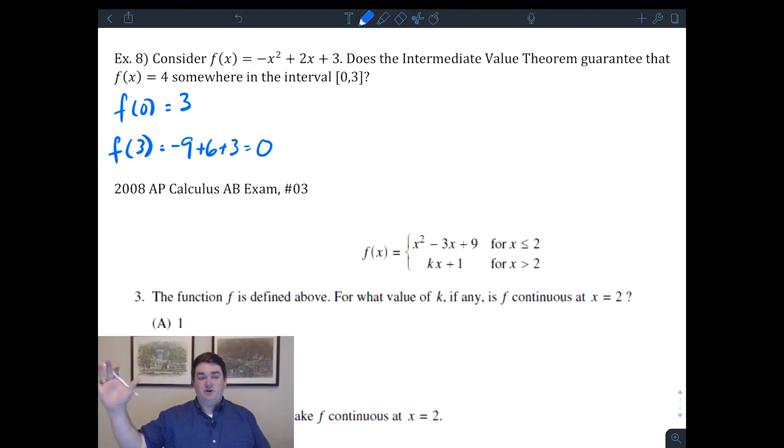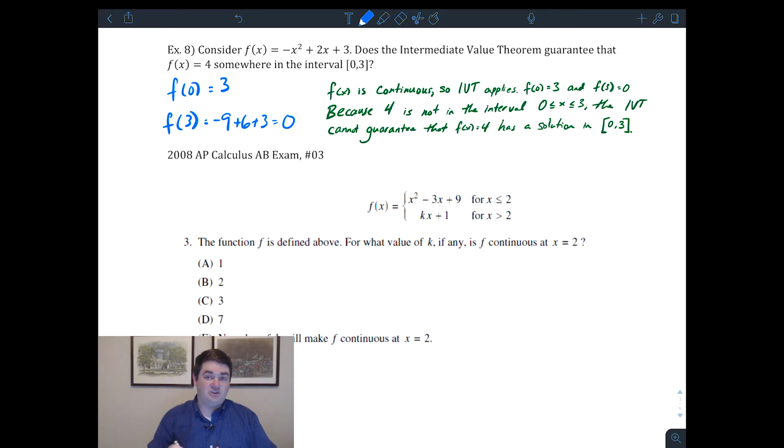So from 0 to 3, this graph goes from 3 to 0. So does the intermediate value theorem guarantee that it will hit 4? Well, I know it travels from 3 to 0. So the intermediate value theorem cannot guarantee that this function hits 4 at any point.